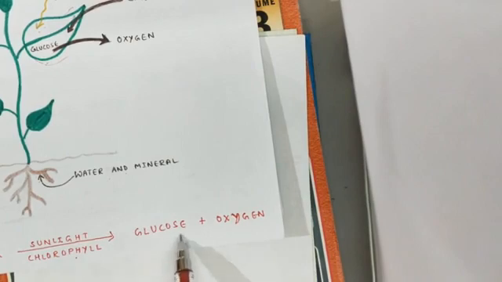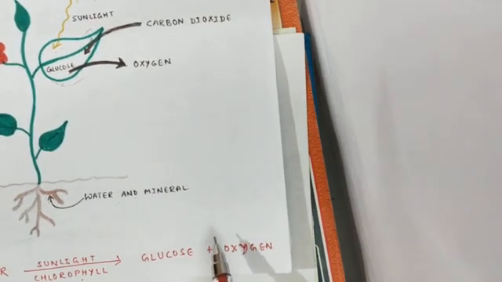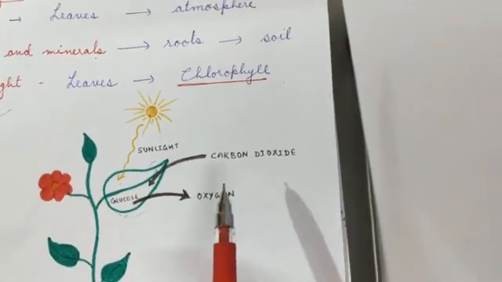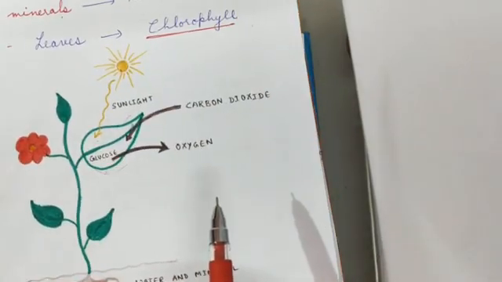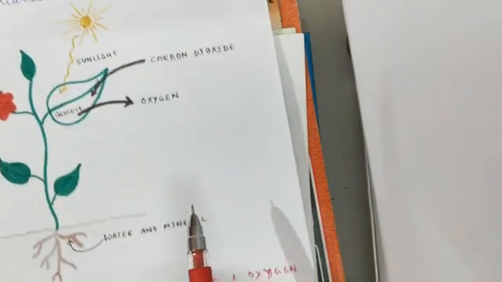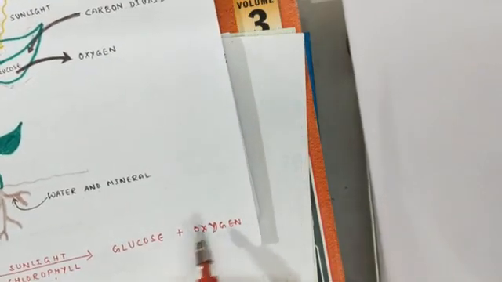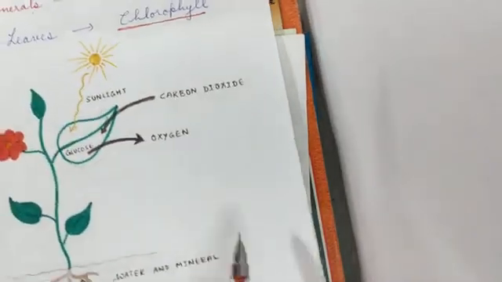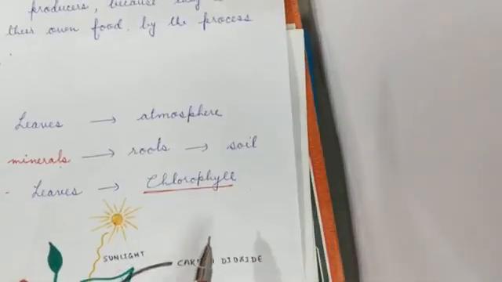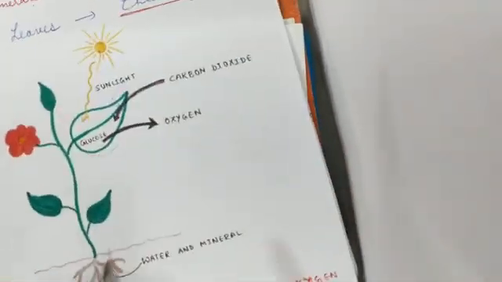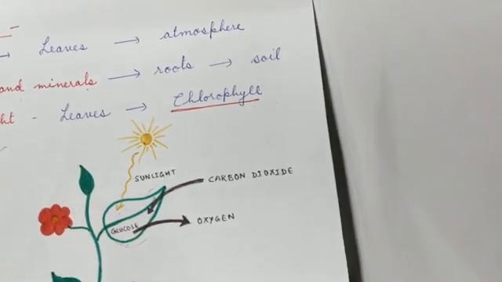in the form of glucose, and at the same time oxygen gas is released, and it is this oxygen which we inhale during breathing. And that is why it is said that we should plant more and more trees, because it is the source of oxygen that we need to breathe in. So this is the process of photosynthesis by which plants make their food.